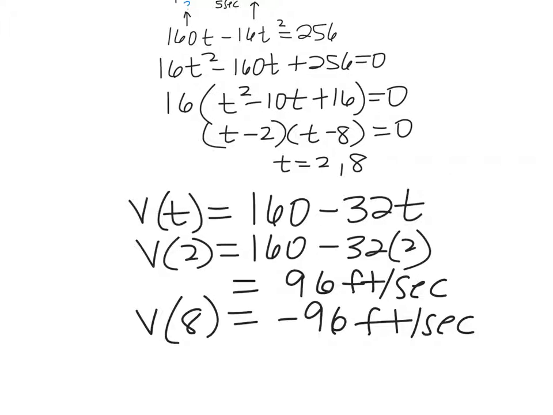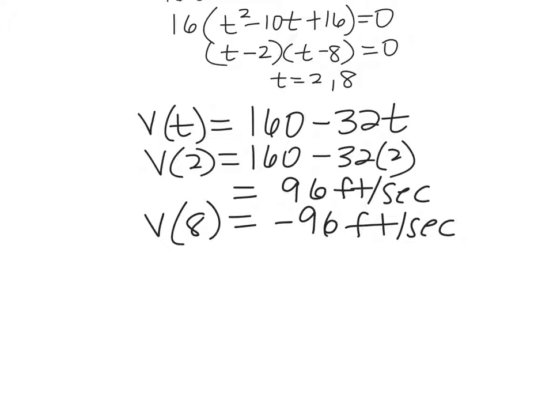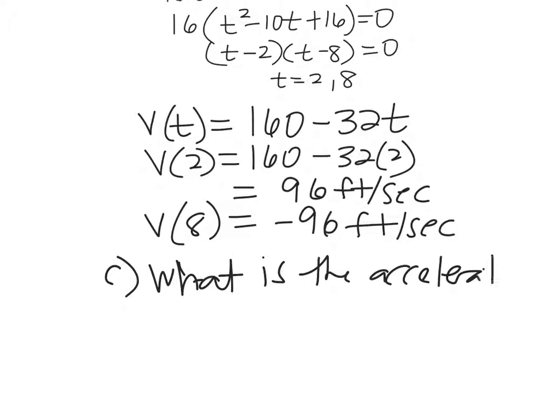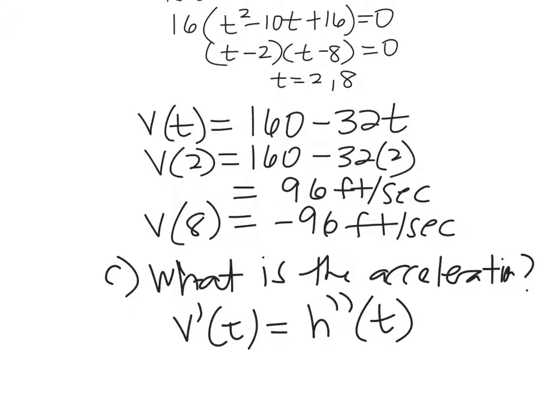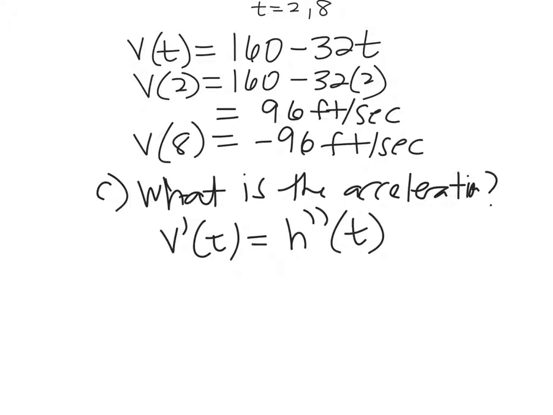It's really cool. I'm going to show you the acceleration in just a minute. The acceleration should kind of make sense to you. So that's the next part, part C. What is the acceleration? The acceleration is actually constant. The acceleration is the derivative of the velocity equation, or you can think of it as the second derivative of our motion equation, which is what? Negative 32. Negative 32 feet per second squared.